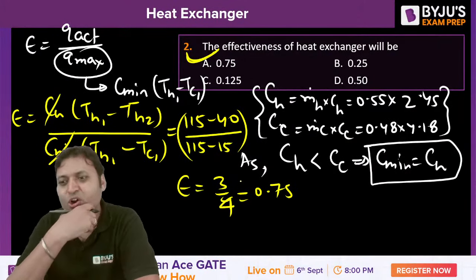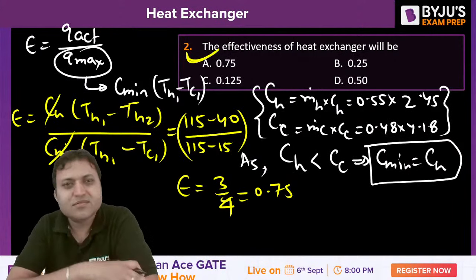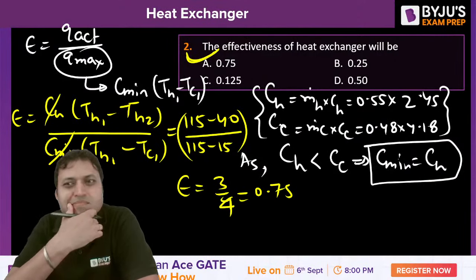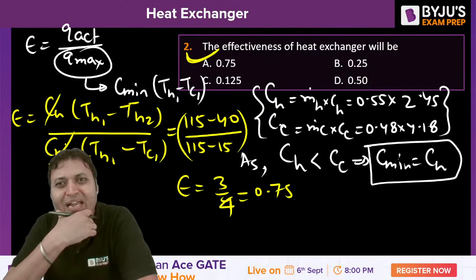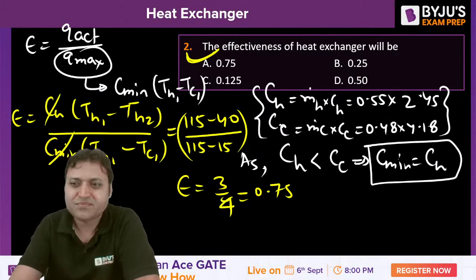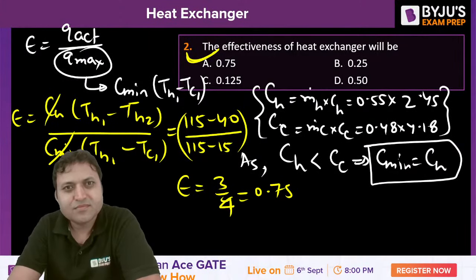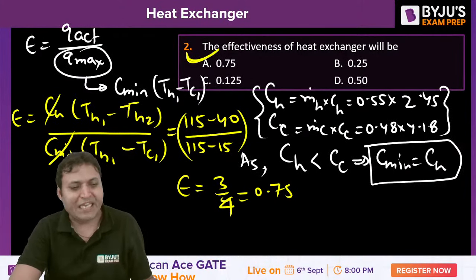Are you getting option A or not? Please do solve and let me know the answer. The effectiveness of the heat exchanger is 0.75.